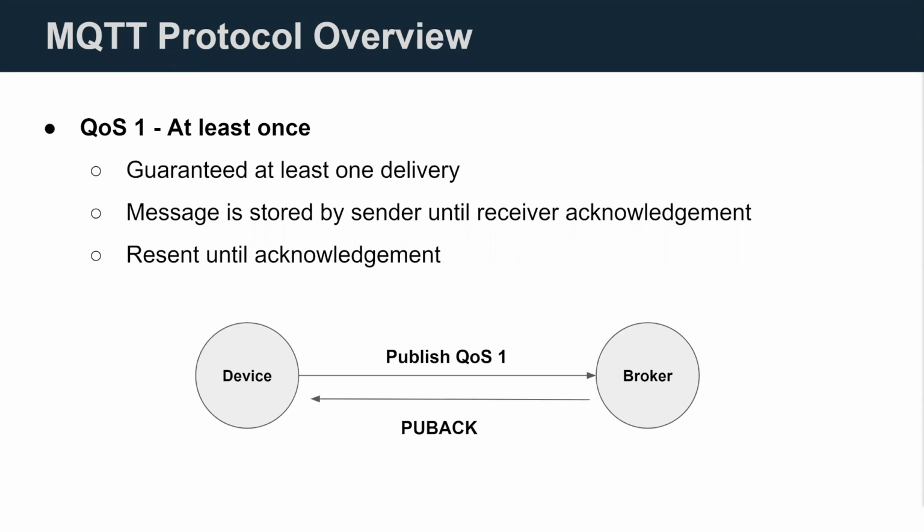With QoS 1, the sender stores the message until it gets a PUBACK acknowledgement packet from the receiver. In this case, a message could be sent or delivered multiple times. This is suitable when data is critical. In other words, it must be delivered, but it's okay if duplicate data is received. Also, network restrictions like bandwidth or cost don't allow for the full QoS 2 handshake, so this is why you might want to go with QoS 1.